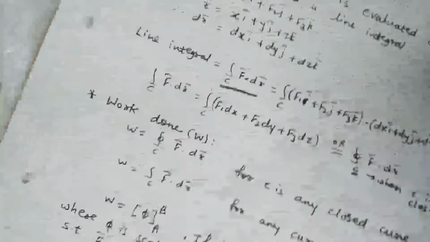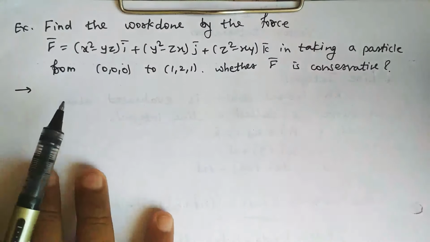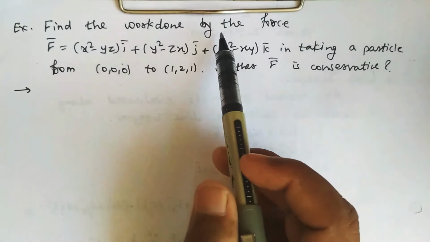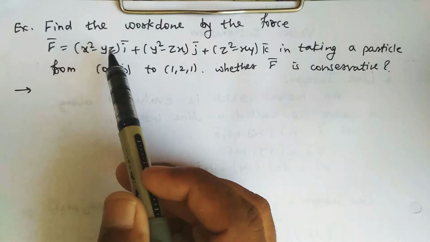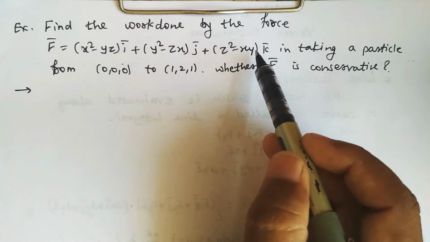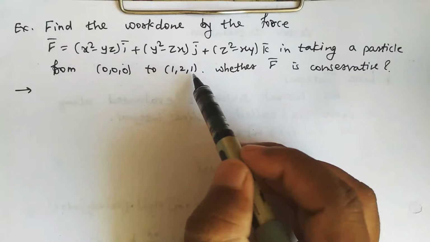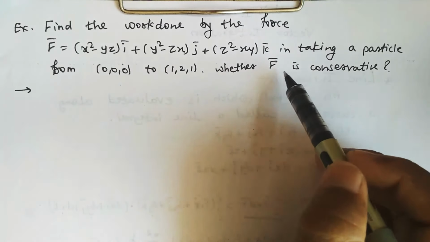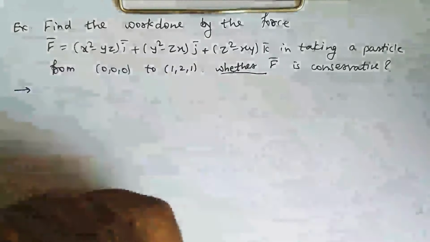Then examples. So the first example, first question: find work done by the force f bar is equals to x square minus yz i bar plus y square minus zx j bar plus z square minus xy k bar in taking a particle from 0 0 0 to 1 1 1. Whether f bar is conservative. This is second question, that is sub question.